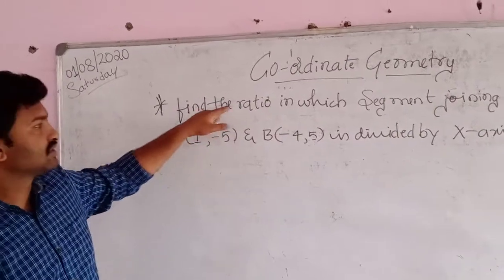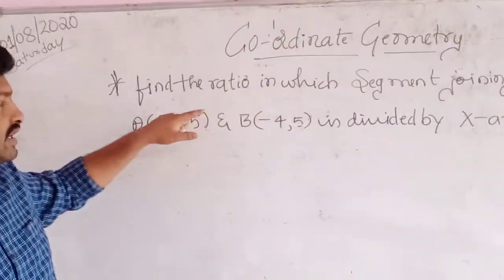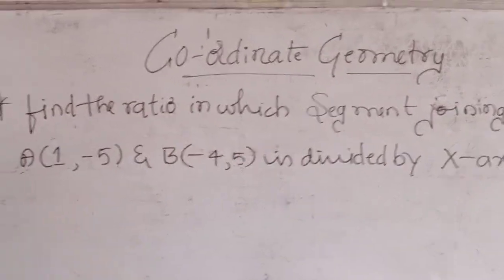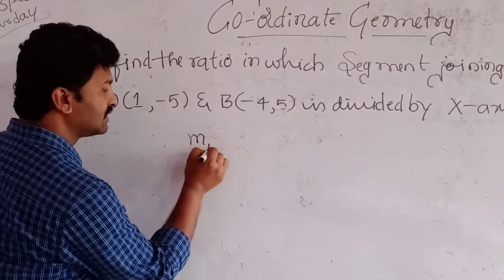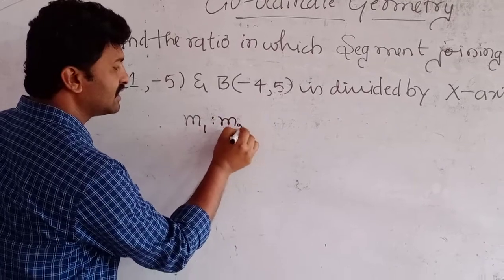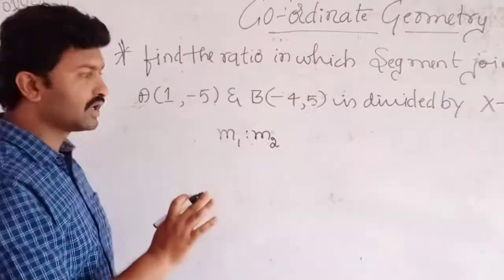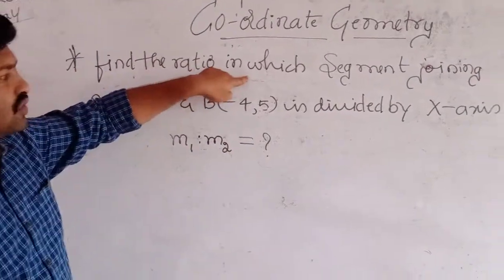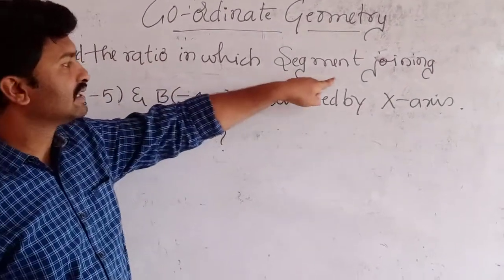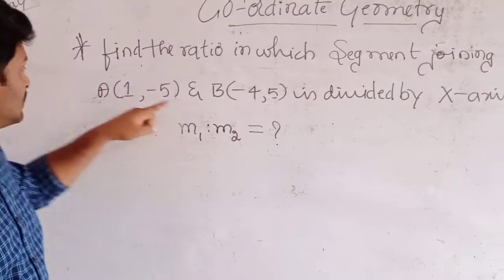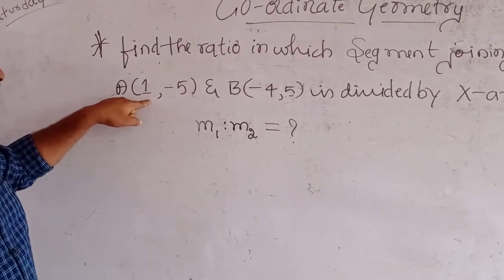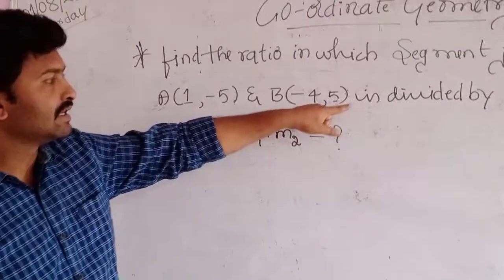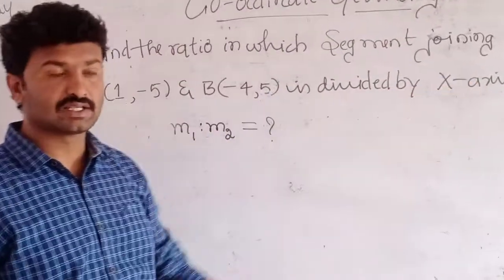This is just a continuation of coordinate geometry. Find the ratio m1 is to m2. This is our question: find the ratio in which the segment joining A(1, -5) and B(-4, 5) is divided by the x-axis.